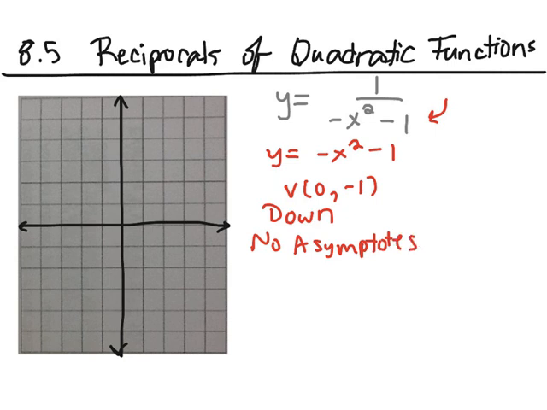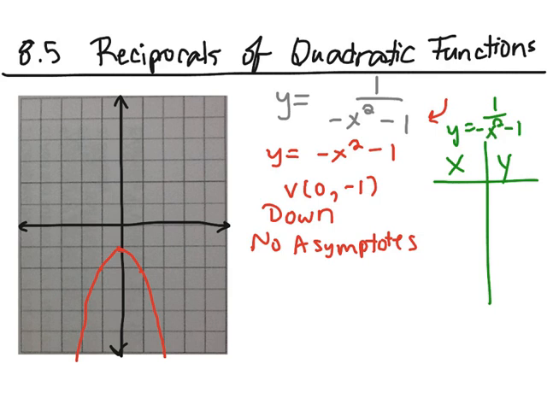So plot your vertex. You have a negative a, so you go over 1, down 1. So this would be your original function. Now, to find the graph of the reciprocal, we're just going to do a quick table of values. And this is for y equals 1 over negative x squared minus 1. And we're going to do it for things that are close to our vertex. So we're going to do negative 1, 0, and positive 1.